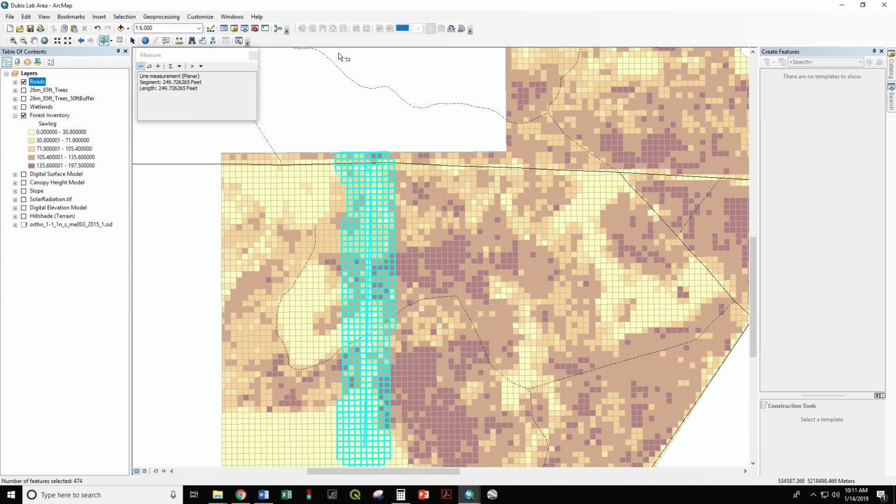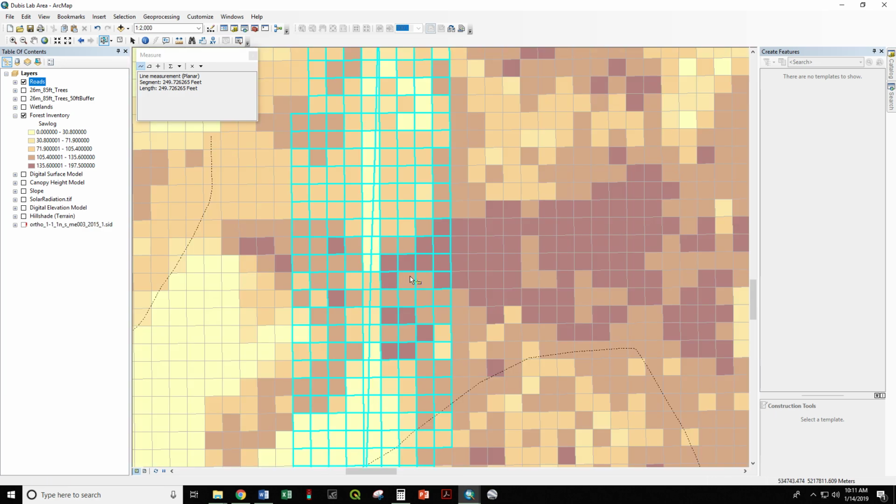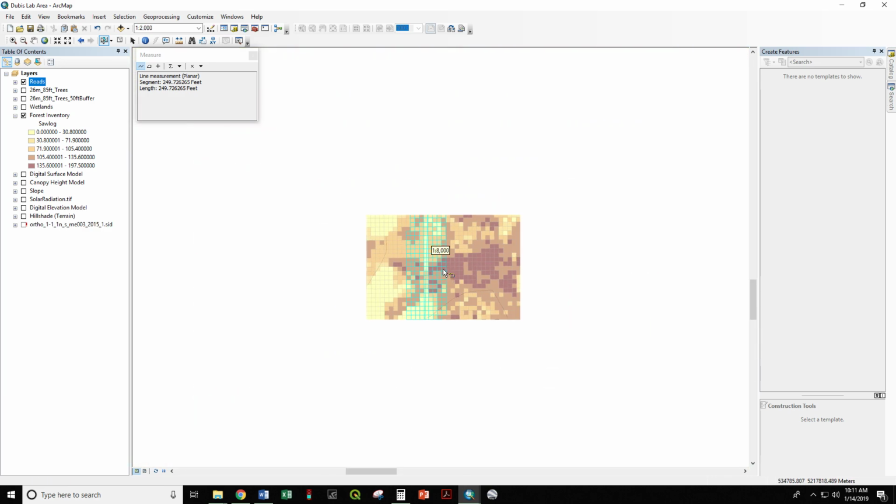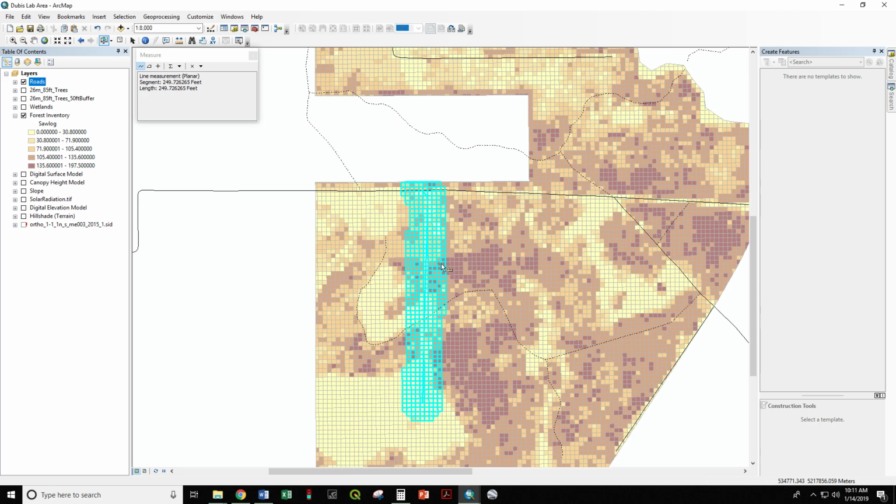Okay, boom. So now we have all of these cells selected, but we want only those with a higher saw log volume. This stand was operated recently. You can see there's no saw log volume to work with. This is a young regenerating stand. It would be useless to go back in there and try to cut it again.